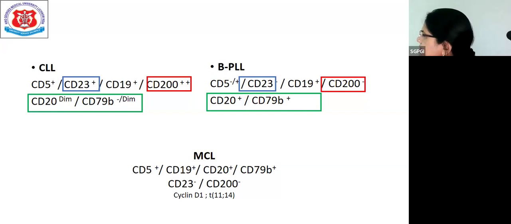Okay. So CLL has a dimmer expression of surface immunoglobulin. It will have a dim or a heterogeneous expression of CD20, and it will be bright CD200 positive, CD5 positive and CD23 positive. So this is a classical immunophenotype of CLL. This B-PLL category has been removed from the 5th edition of the WHO, and most of these cases are classified either into the mantle cell lymphoma or into the CLL, which has undergone conversion to the, which has more than 15% pro-lymphocytic cells.